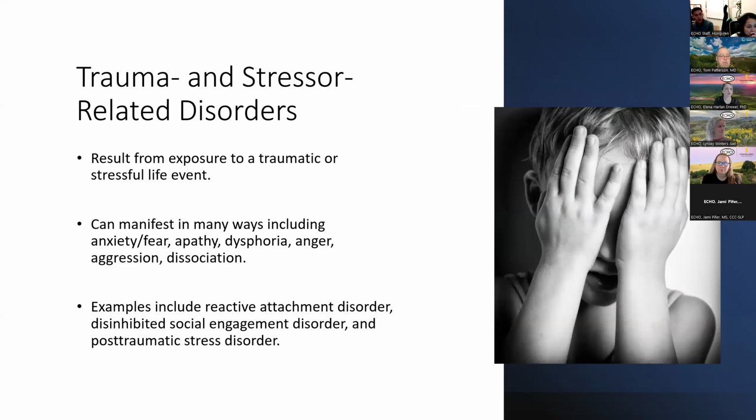Then there's trauma and stressor-related disorders. So these result from exposure to a traumatic or stressful life event, and it can manifest in many ways, including anxiety, fear, apathy, dysphoria, anger, aggression, dissociation. Examples include reactive attachment disorder, disinhibited social engagement disorder, and post-traumatic stress disorder. Next slide.